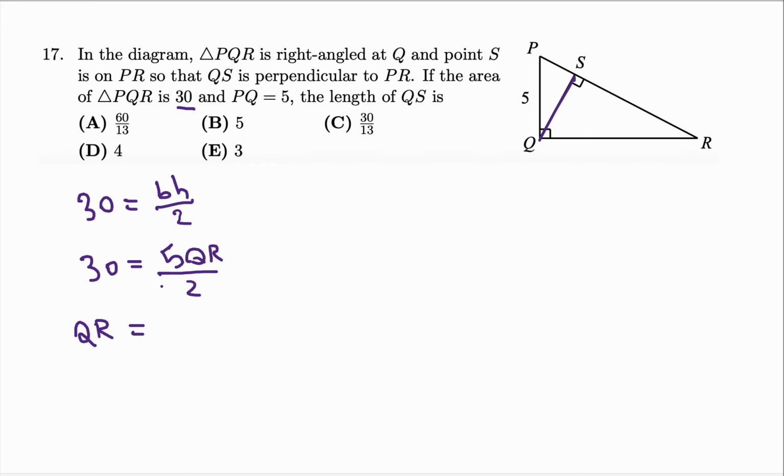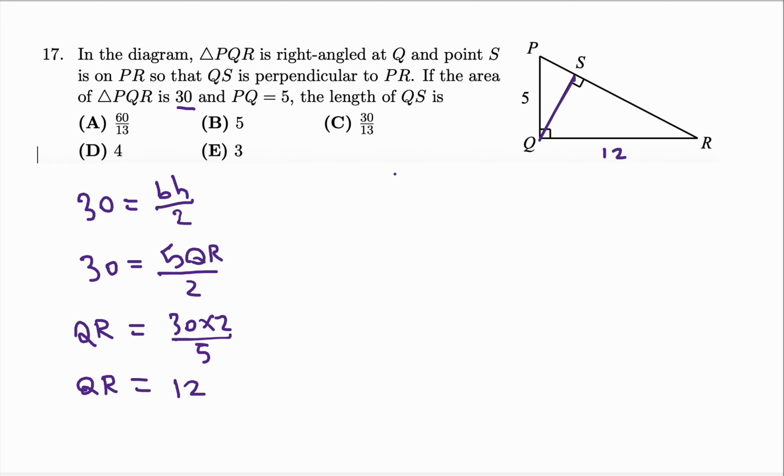It's going to be 30 times 2 divided by 5, right? So 30 times 2 divided by 5. So that's going to be 12, right? So QR is going to be 12. So now that we have these two, we can find PR.